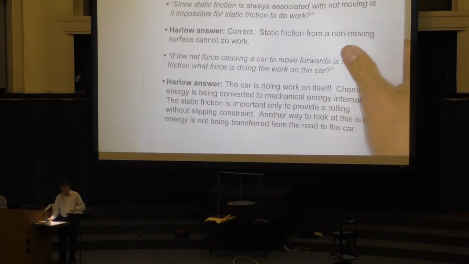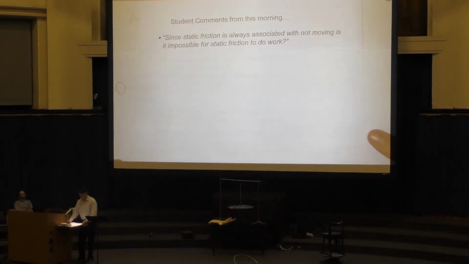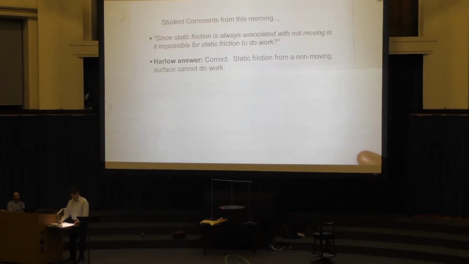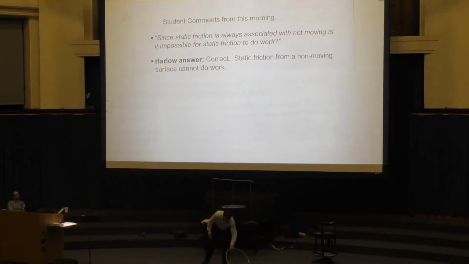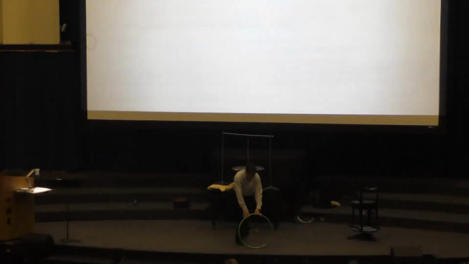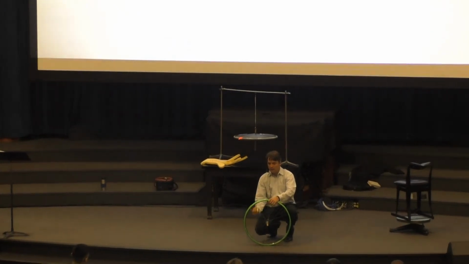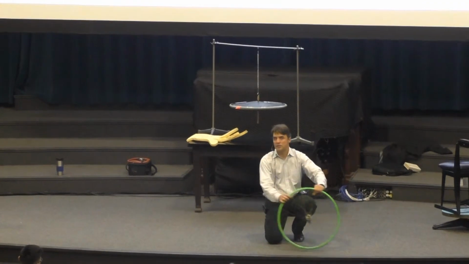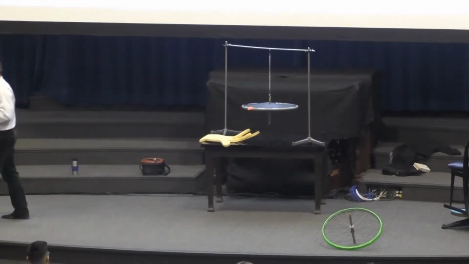So, some student comments from this morning: since static friction is always associated with not moving, is it impossible for static friction to do work? This is a great question. The answer is that's actually correct. When you have the force of static friction on something that's rotating, be it a yo-yo or a wheel, then the point of contact between the ground and the rotating object is at rest. And so it can't do work because there's no instantaneous displacement.